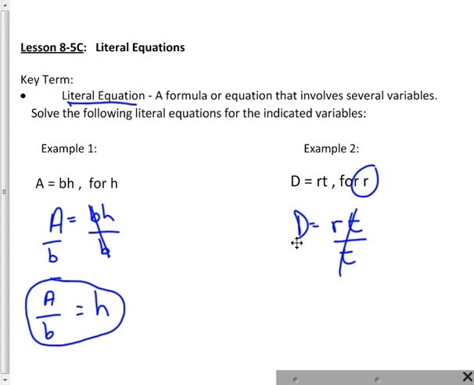Now whatever we do to one side, we have to do to the other to keep the equation equal. So what I'm left with is r equals d divided by t. And what that stands for is distance divided by time gives us our rate. So that's like miles per hour or meters per second. We have to know how far we're going, like miles, and divide it by time, and that gives us miles per hour.